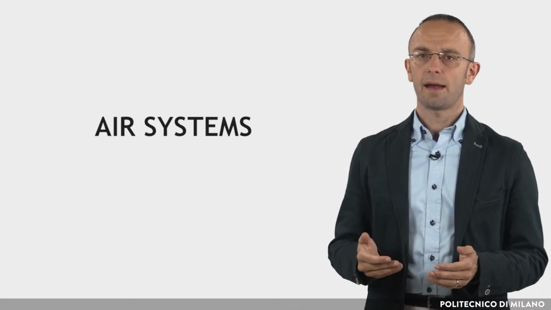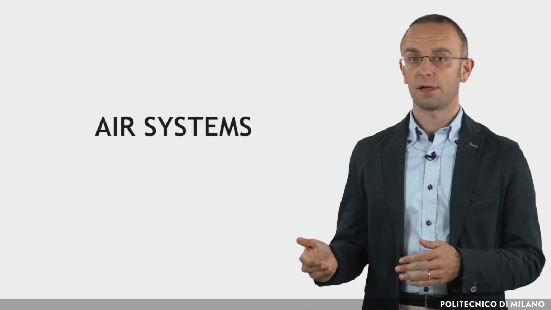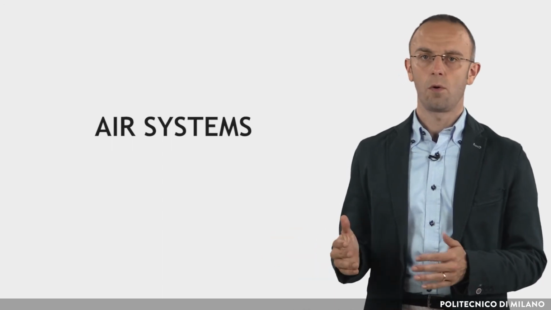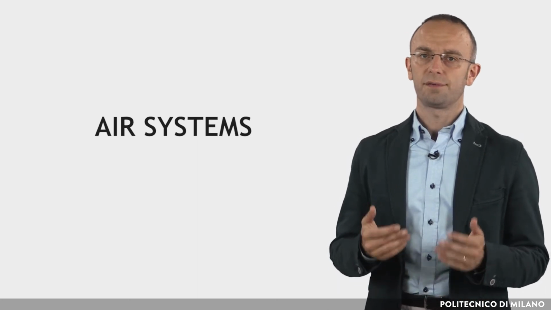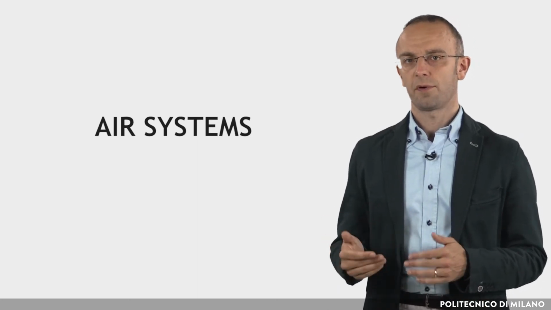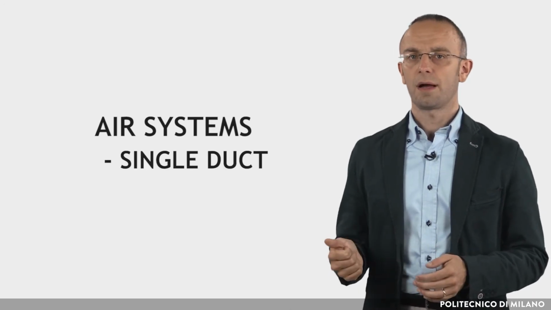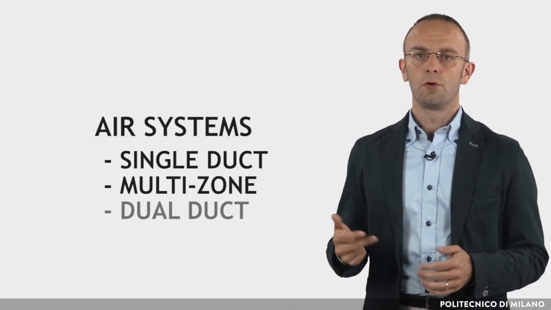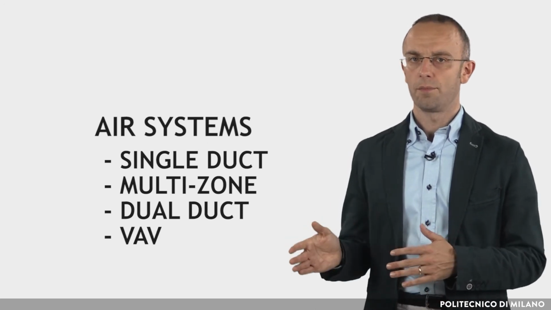As mentioned before, in air systems, air is ducted into the different thermal zones of the building to transfer thermal energy and/or to provide ventilation. In general, different design schemes can be adopted for air distribution systems. The most common are single duct, multi-zone, dual duct and VAV, which is variable air volume.